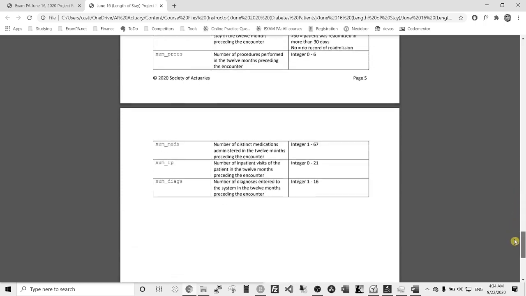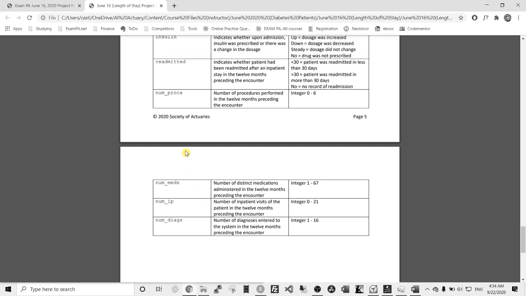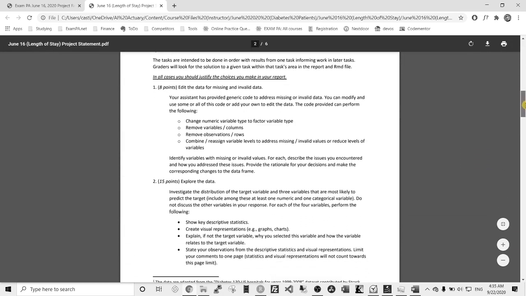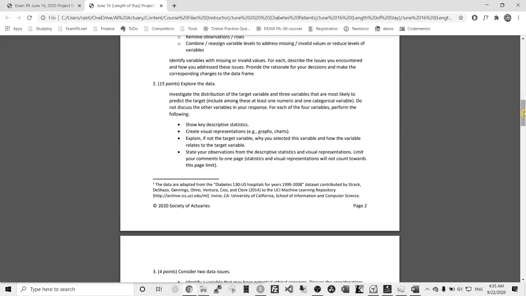Compare this with the definition from these other variables. The number of procs counts the number of procedures performed in the 12 months preceding the encounter. The same for the number of meds in the 12 months prior to the encounter. So the key point is that these variables refer to historical information, whereas this new variable would refer to the current patient's stay. Now, our goal is to try to predict how long the person will stay in the hospital.